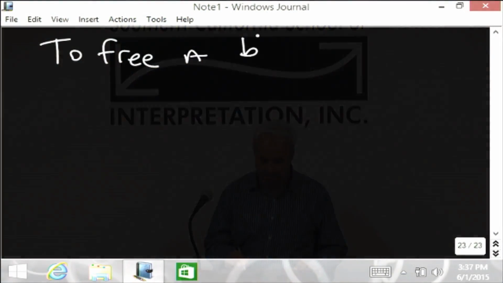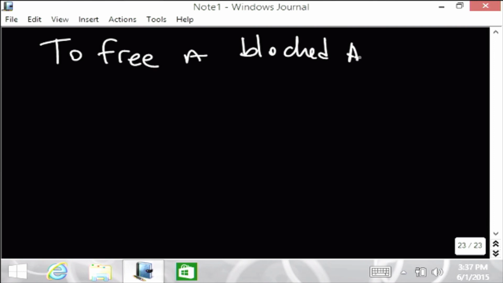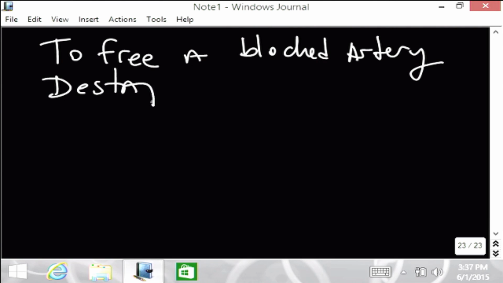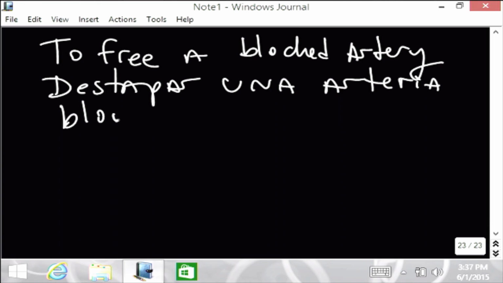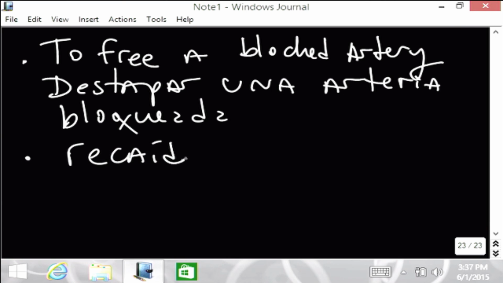To free a blocked artery es destapar una arteria bloqueada. Recaída. Relapse.